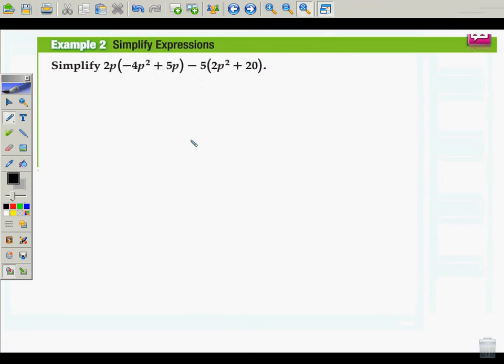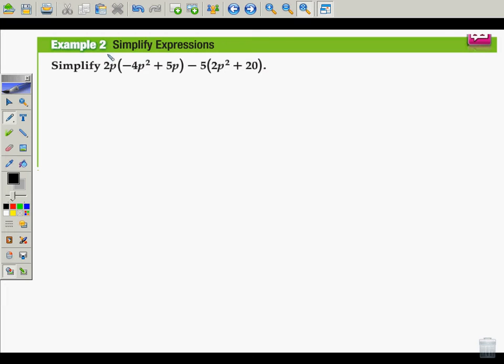So looking at the second example, all we have to do here, the only difference is that we've got two polynomials being multiplied by a monomial, and then we're going to end up combining like terms. It's going to be a few more steps, but the steps themselves are going to be very similar to what we just did in the last example, so it shouldn't be too much harder than what we just did.